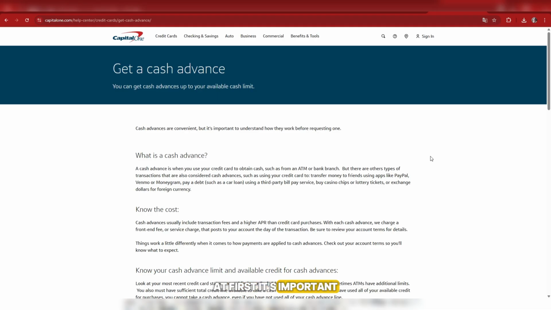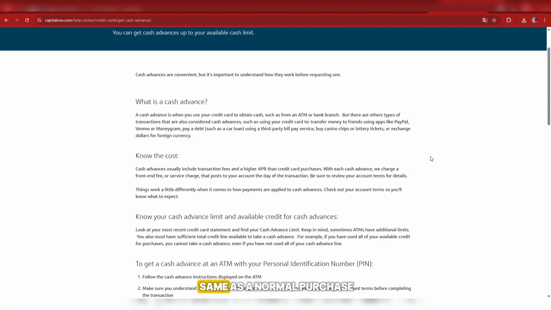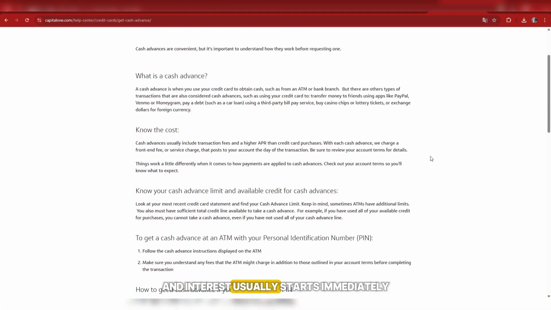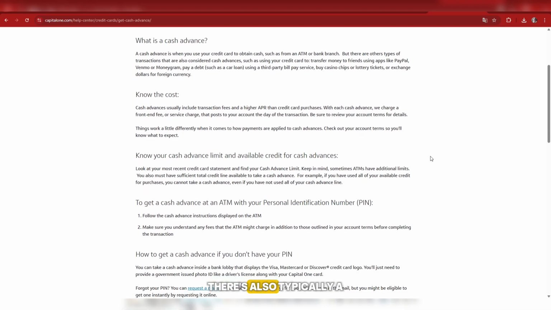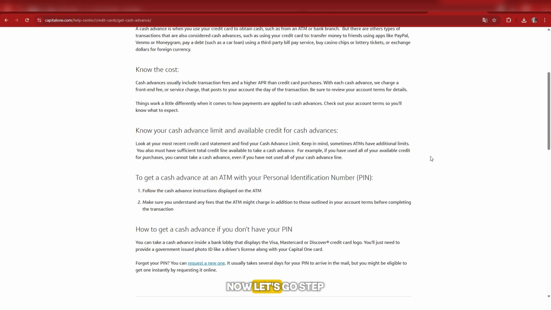First, it's important to understand something. When you withdraw money from a credit card, it's called a cash advance. A cash advance is basically borrowing cash from your credit limit. It is not the same as a normal purchase, and interest usually starts immediately. There's also typically a cash advance fee. Now let's go step by step.